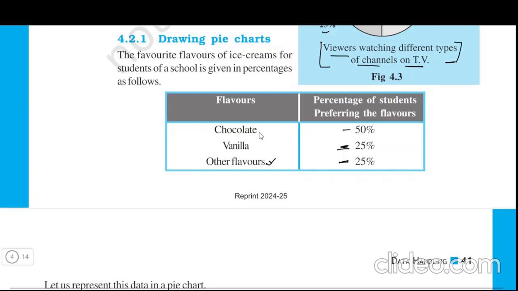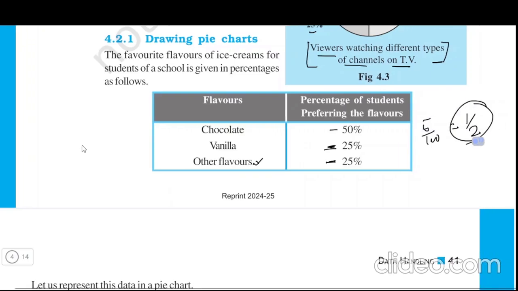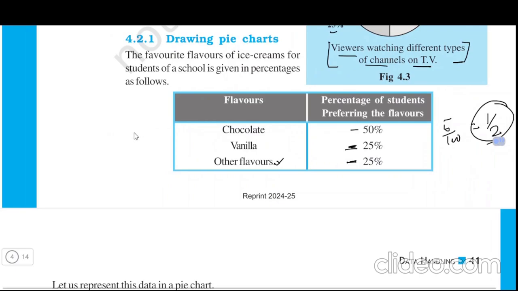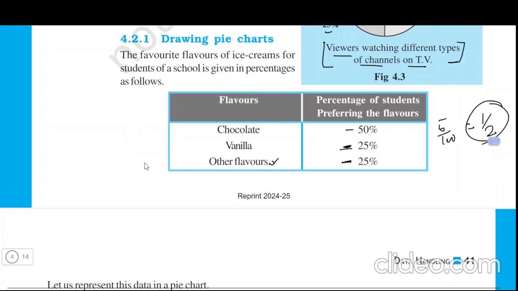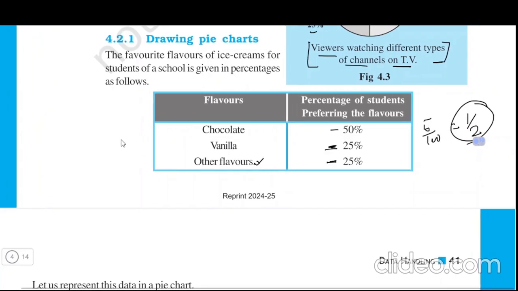50 by 100, 50%. That is half, so half the area of the pie chart will be given to chocolate. If we draw a circle, we will have to allot 50% of the area to the chocolate flavor. Then 25 and 25. The other 50% is split: 25% for vanilla and 25% for other flavors. So this will be the pie chart. Simple.